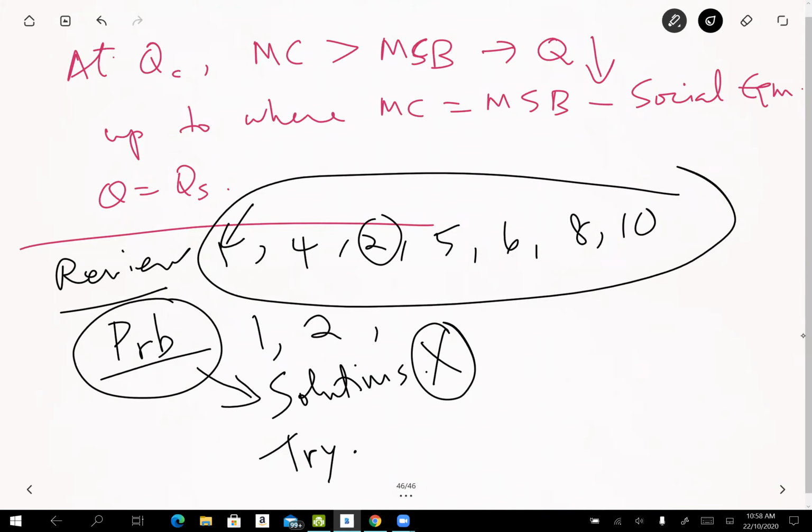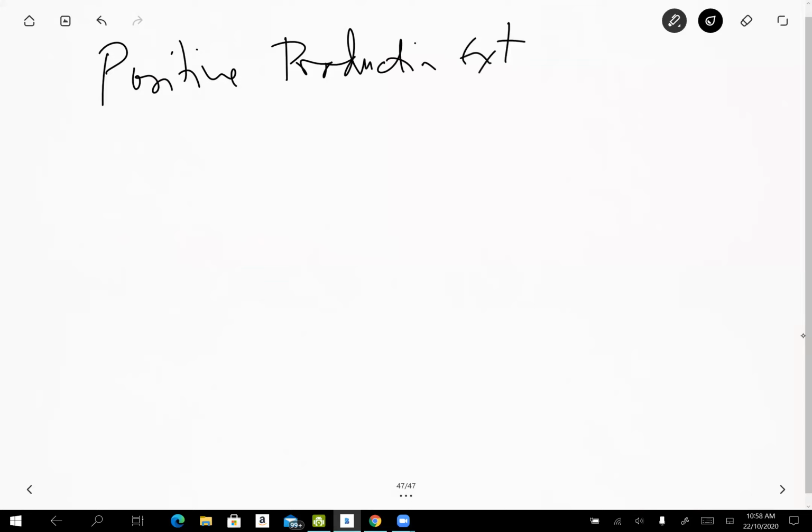Okay. The last part of externality is the positive production externality. We already discussed the negative production externality. We were talking about the marginal social cost being larger than the marginal cost by the amount of the marginal external cost. That one we know. But now it's a positive production externality. Here you have production of a good.